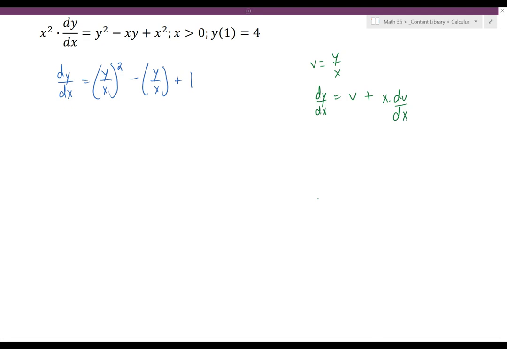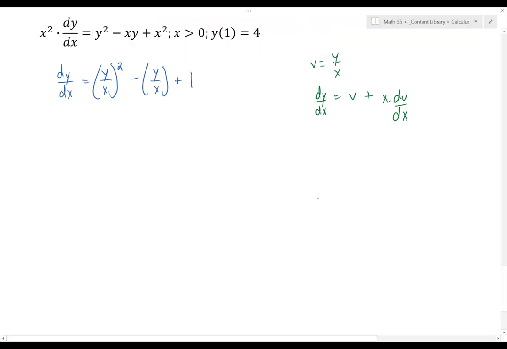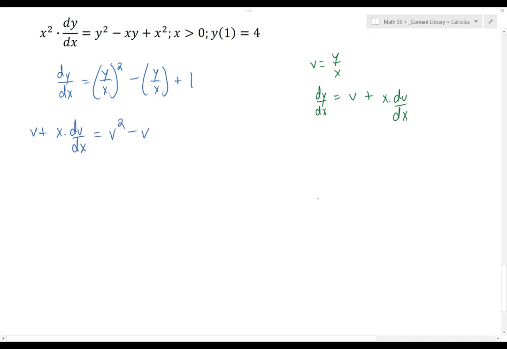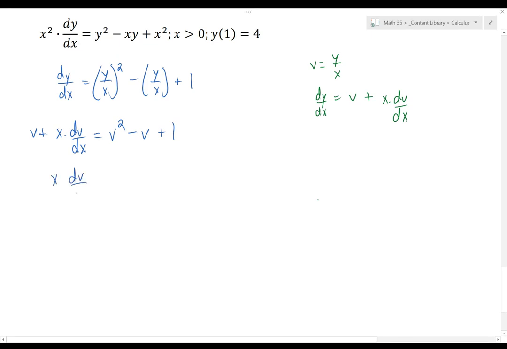Now again, you do not have to write that at the side every single question. However, you might find yourself doing a worksheet or a quiz or a test at some point where you've got a bunch of different differential equations and they're not all the same type. So in order to indicate, okay, this one is homogeneous, this is the substitution I'm doing. So I've got v plus x dv/dx equals v squared minus v plus 1, which means that I've got x dv/dx equals v squared minus 2v plus 1, or just v minus 1 all squared.